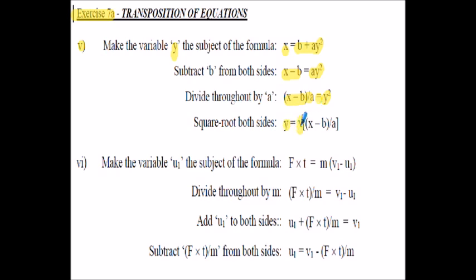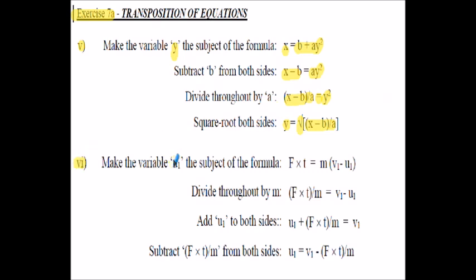So y is equal to the square root of the x minus b divided by a, all in the brackets there. Be careful of the bracketing format. You need the brackets there. The x minus b must be in a bracket, and then the x minus b divided by a is in another bracket because it's all square rooted.